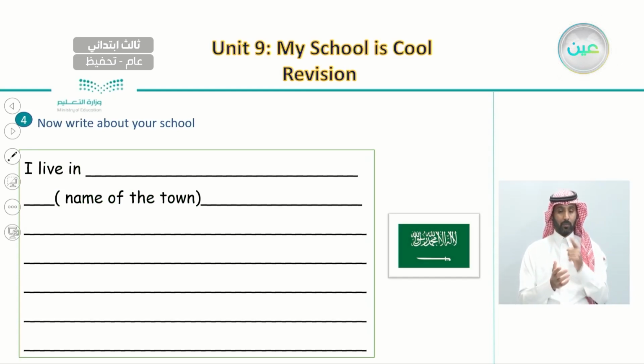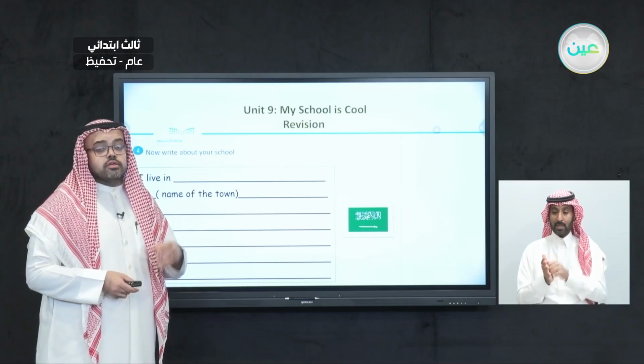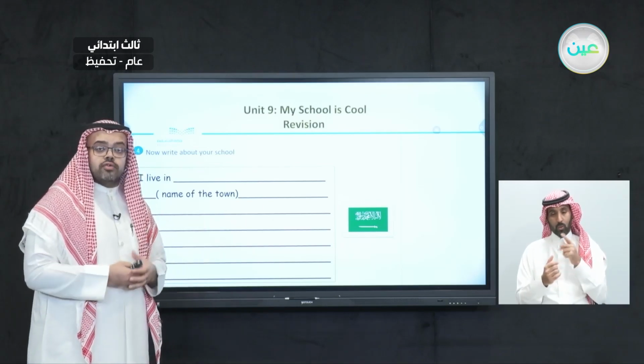So just think of your school. Start by saying where you live. Maybe you live in a town, or maybe you live in a big city like Riyadh or Jeddah. So here what you need to do is mention the name of the place you live in. And after this, you can mention what you have in school.